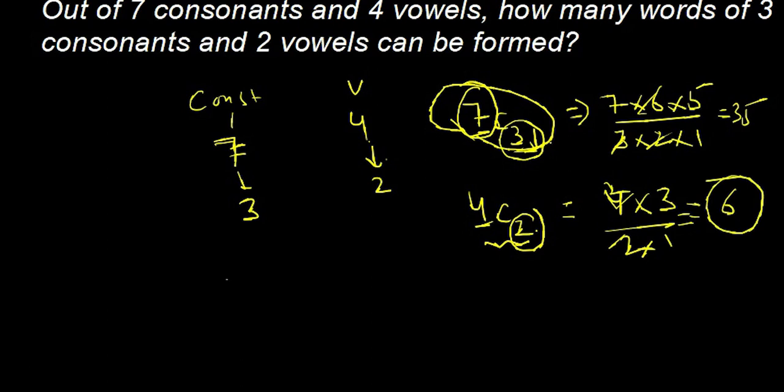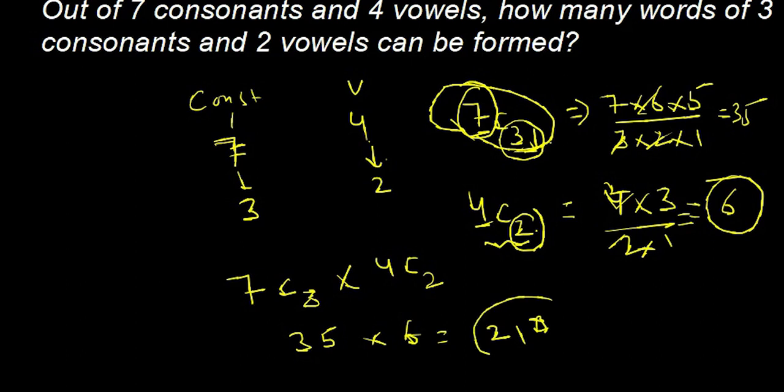7C3 ways you can select out of 7. And from 4, you have to select 2, so it is 4C2. What is 7C3? It is 35. What is 4C2? It is 6. 35 times 6: 6 5s are 30, and this is going to be 210. So in how many ways can you form it? It is 210. Next, come to the next question.